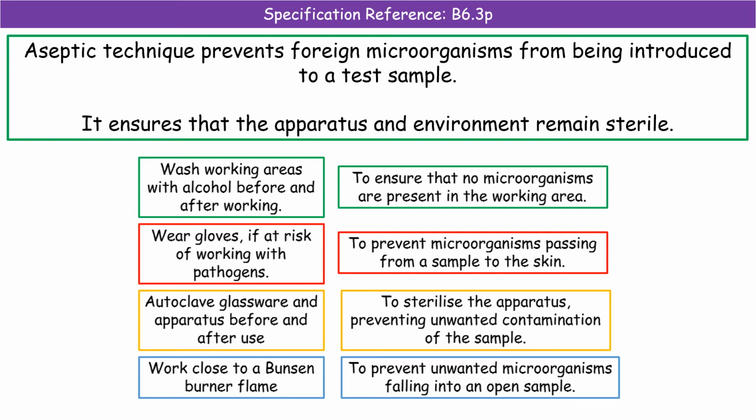And to stop any microorganisms that are present in the air falling onto our agar plate, then we actually work close to a Bunsen flame. And that just means that it just keeps those bacteria away from actually falling into your dish.